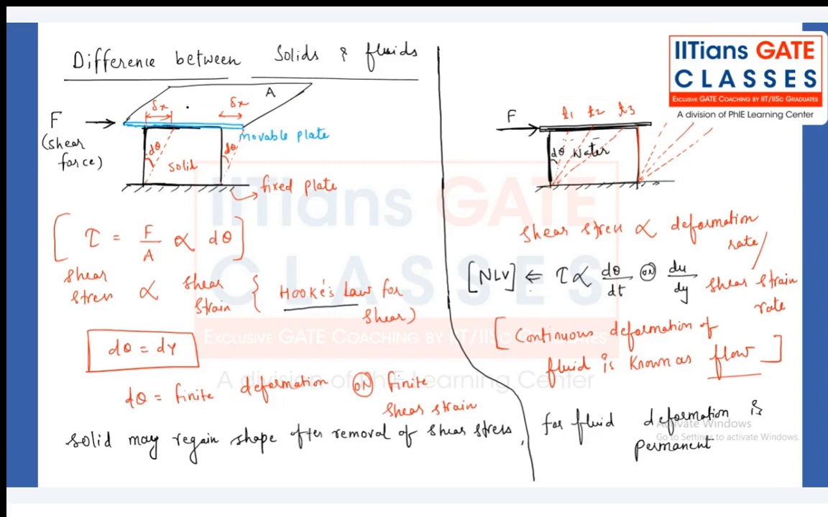Again, you will study this in solid mechanics, no need to worry. Sometimes we represent the shear strain by theta, sometimes by gamma. So d theta is equal to d gamma. D theta is nothing but the finite deformation, the finite shear strain. This is the first point, and this is the second point. Don't worry about the second point. As of now, note down only the first point.